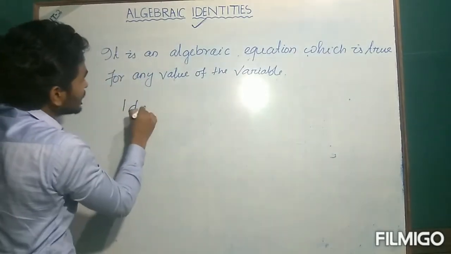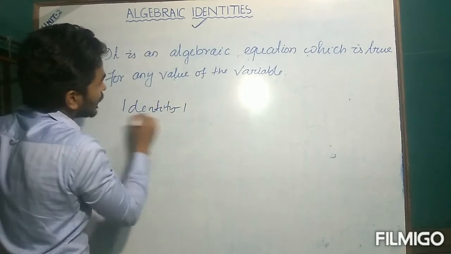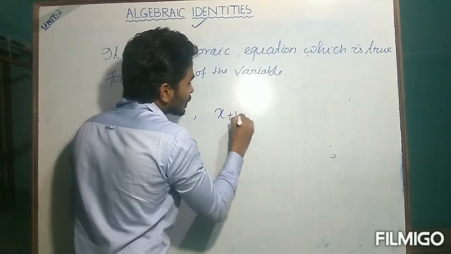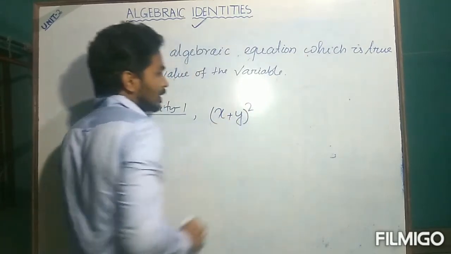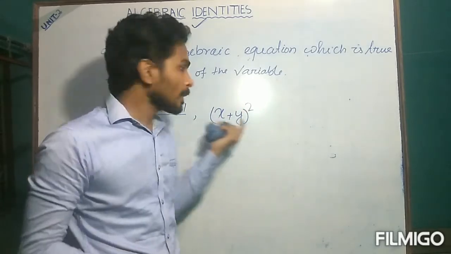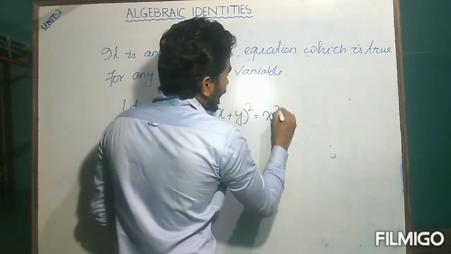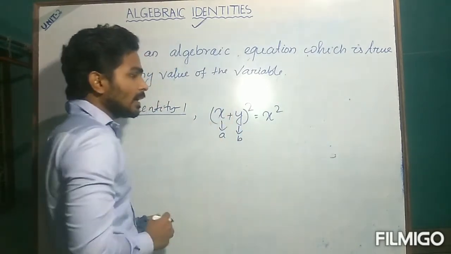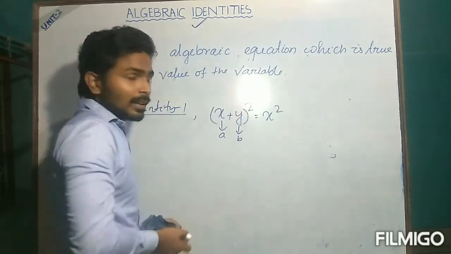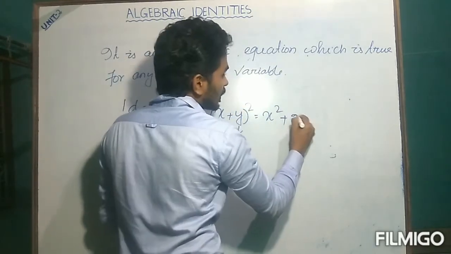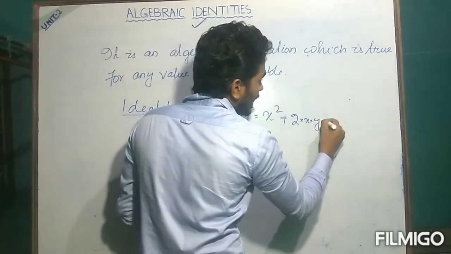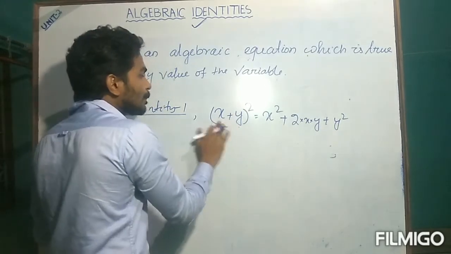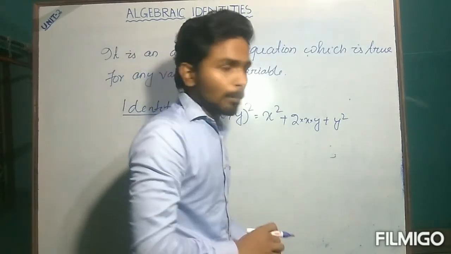The first identity is, as we have known already about it, (x plus y) whole square. That means (a plus b) whole square, where a is x and b is y. And we know what is the value of (a plus b) whole square. It will be x square plus 2 into x into y plus y square. Okay. So this is the first identity of algebraic identical formula.